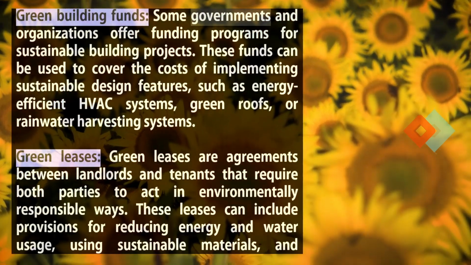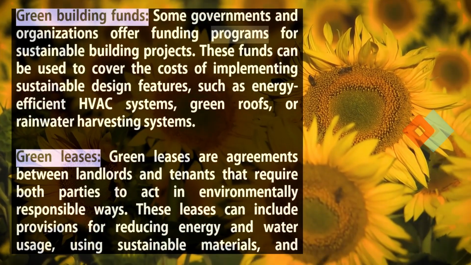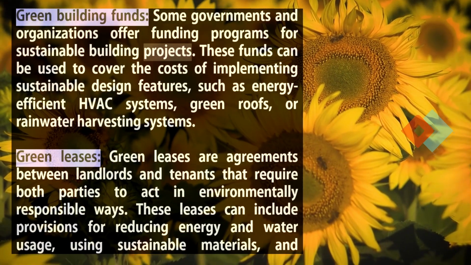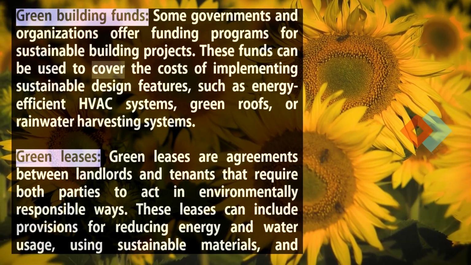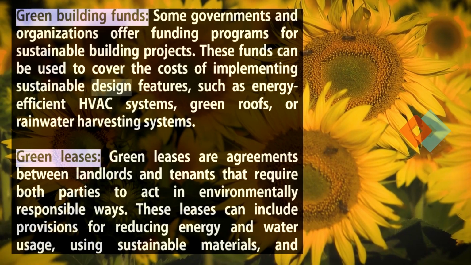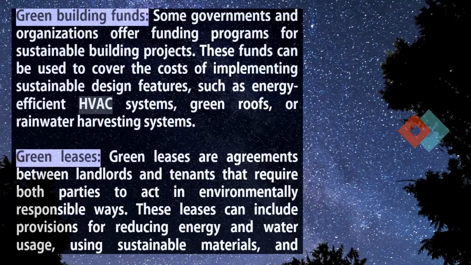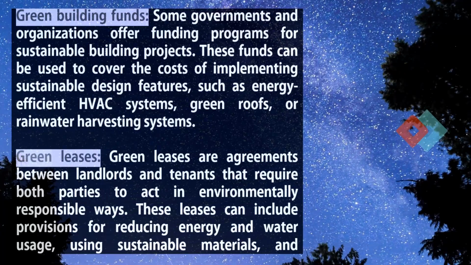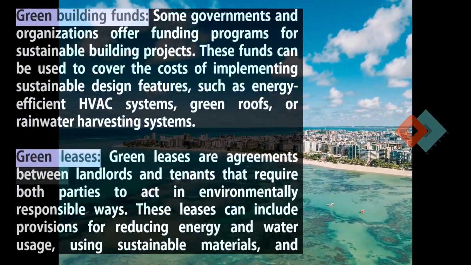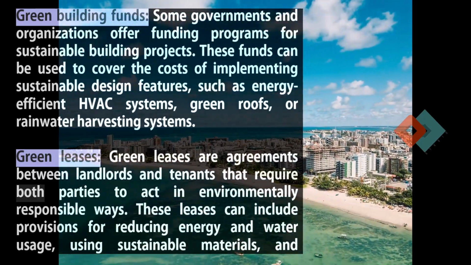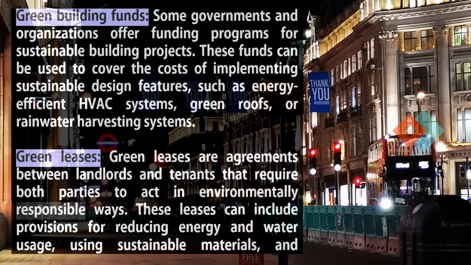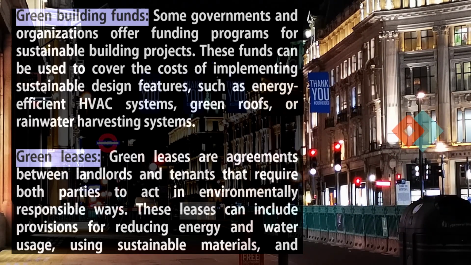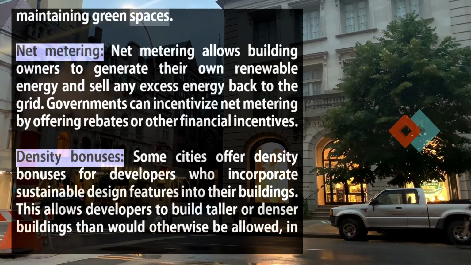Green building funds. Some governments and organizations offer funding programs for sustainable building projects. These funds can be used to cover the costs of implementing sustainable design features, such as energy-efficient HVAC systems, green roofs, or rainwater harvesting systems. Green leases. Green leases are agreements between landlords and tenants that require both parties to act in environmentally responsible ways. These leases can include provisions for reducing energy and water usage, using sustainable materials, and maintaining green spaces.